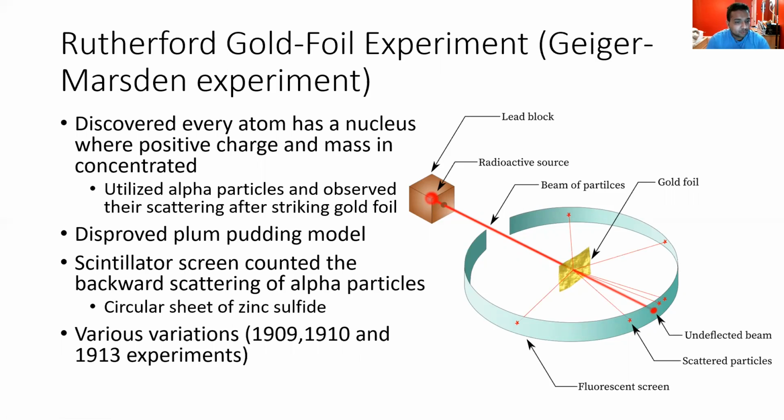So this kind of disproved the plum pudding model. Well, it didn't kind of, it did. Because they discovered every atom has a nucleus where positive charge is centered. What they did is they basically took a radioactive source to fire alpha particles at gold foil. So they're going to shoot something. What was expected is that it would go through, because that's how the plum pudding model would work.